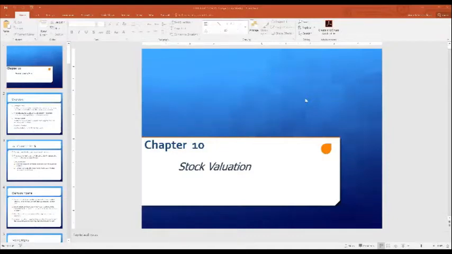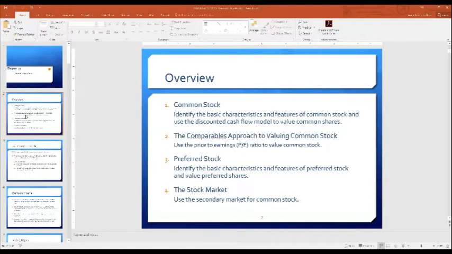Now, what we will have here is the stock valuation. So we will discover the different stocks that we have, the common stock, the preferred stock, diba? And then the stock market. All right? So if we're going to define what common stock is, you're going to identify the basic characteristics and features of common stock, and we're going to use the discounted cash flow model to value common shares. All right? And for the comparables approach to valuing the common stock, use the price to earnings ratio to value the common stock. So dito may computation ulit tayo.